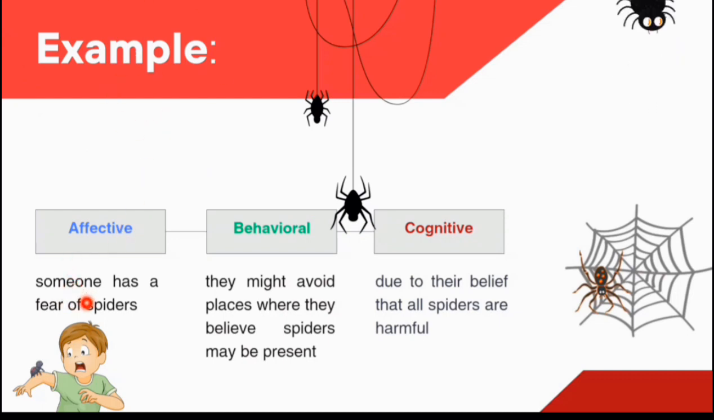Example for all these three components. For example, someone has a fear of spiders. That is what we call affective, because it is related to emotions, fear.